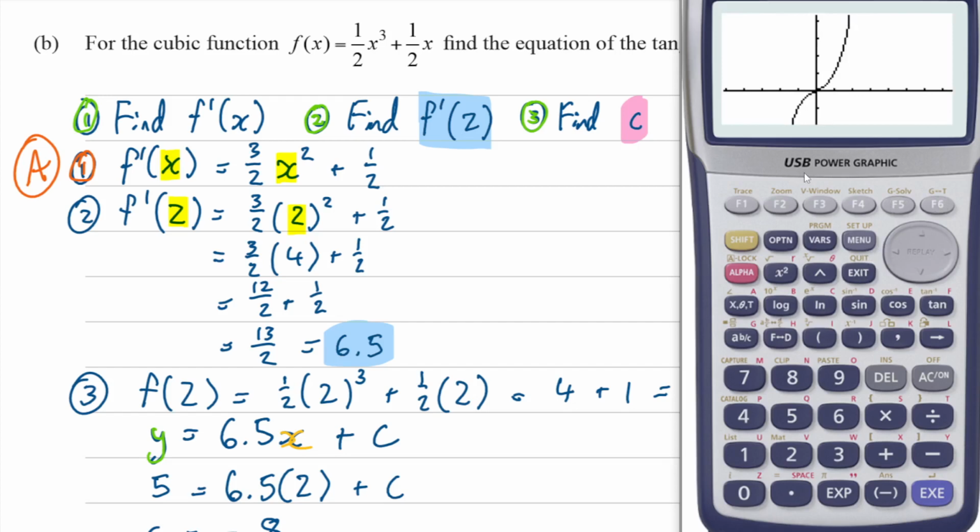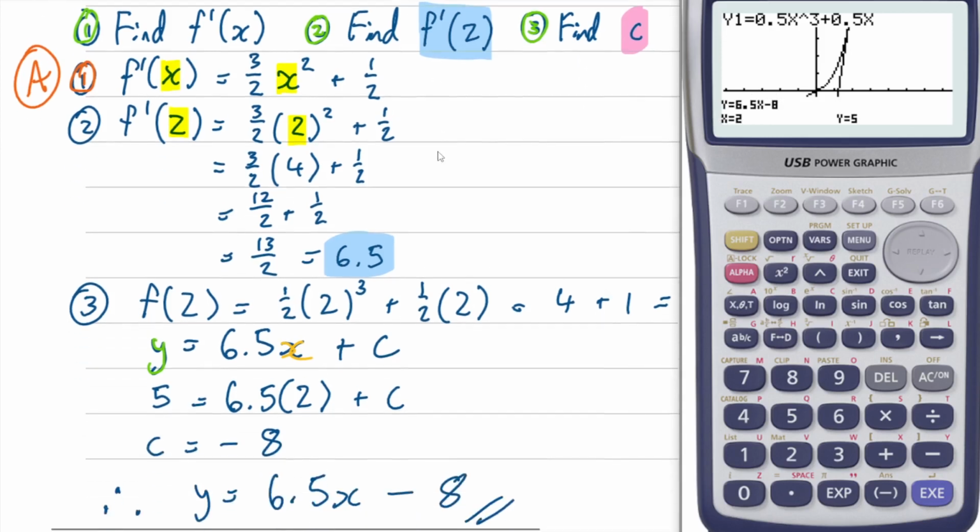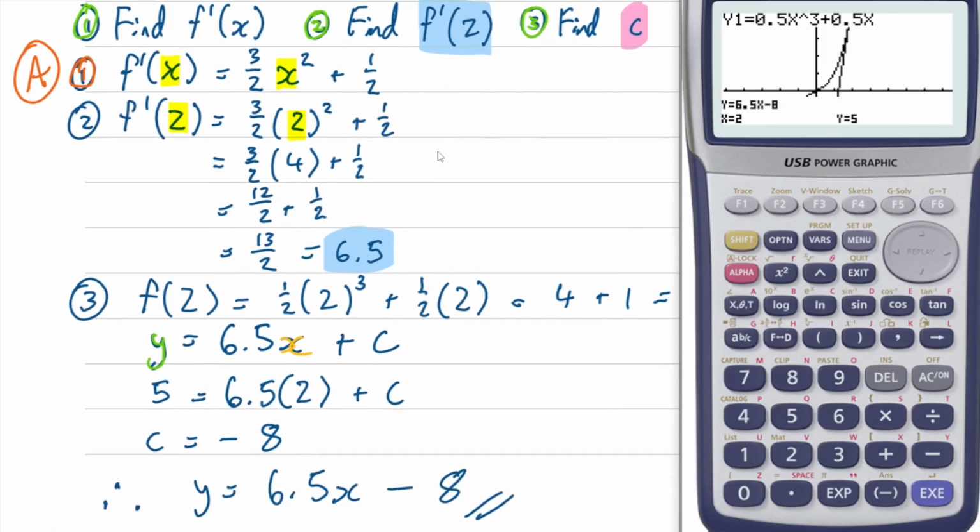Now to get the equation of the tangent line, you want to hit sketch, so F4, and you see tang, T-A-N-G, short for tangent. Hit tangent, and now we want it at x equals 2, so we push 2 and hit execute. And then, so that's taken us to the correct point, and then if we hit execute again, boom, it's sketched in our tangent line and given us the equation y equals 6.5x minus 8, which is exactly what we got. So good job, us.